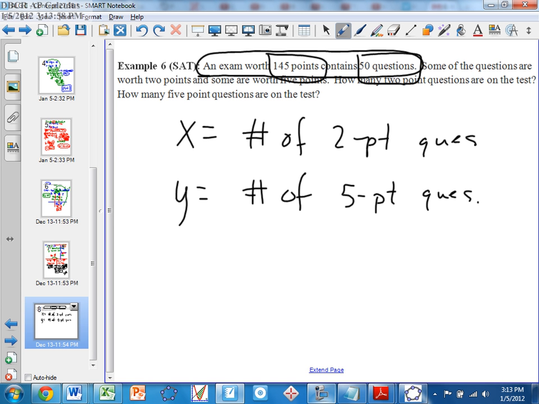Before I actually go into this problem, let's do a hypothetical. What if there were 15 of these problems? If there were 15 2-point problems, how many 5-point problems would there be then?